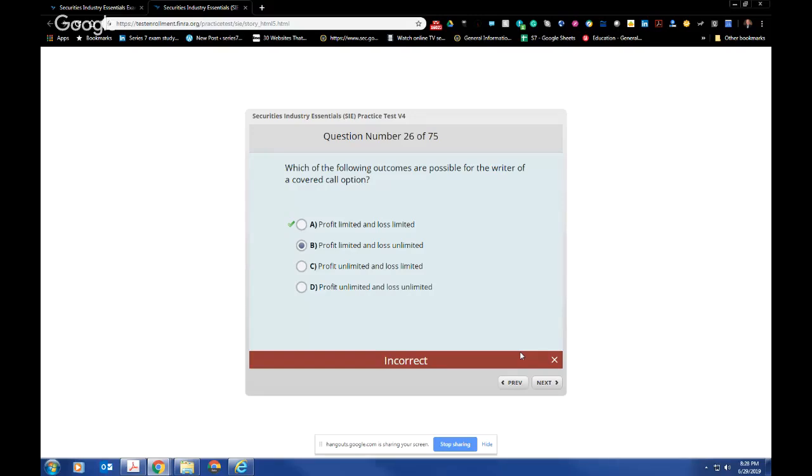A covered call means I own stock and sold a call. I'm an idiot. I buy stock and sell a call, so I can't make money on the upside too much, and I can lose money on the downside. So it is limited on both sides. An uncovered call, unlimited loss, limited profit. A covered call, you're limiting your upside and your downside. There we go.